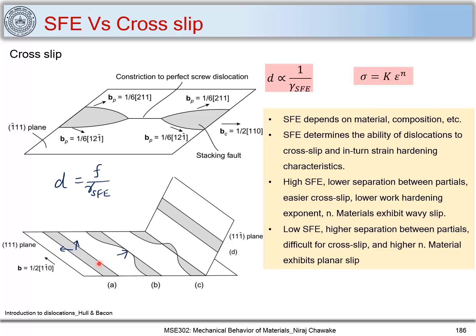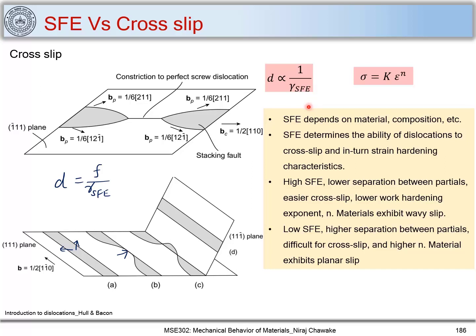Why is it exhibiting wavy slip? Because this dislocation can cross slip over here, so you can see that it forms a wavy slip nature. While if gamma SFE is low, d, the separation between these two partials, is high, and it is very unlikely that these two partials can combine. Thus cross slip becomes difficult, which leads to higher n, and the material exhibits planar slip. That means these two partials can move only on this plane; they cannot cross slip. So this is an implication of stacking fault energy on deformation behavior.